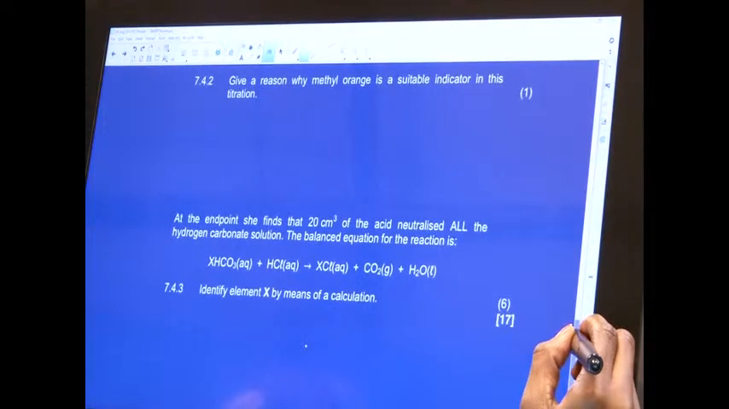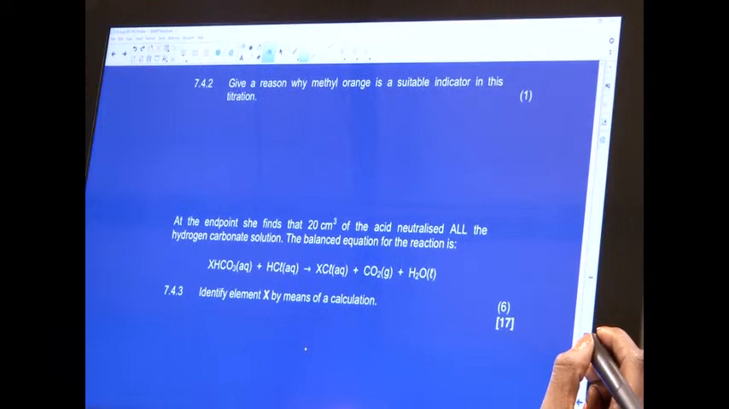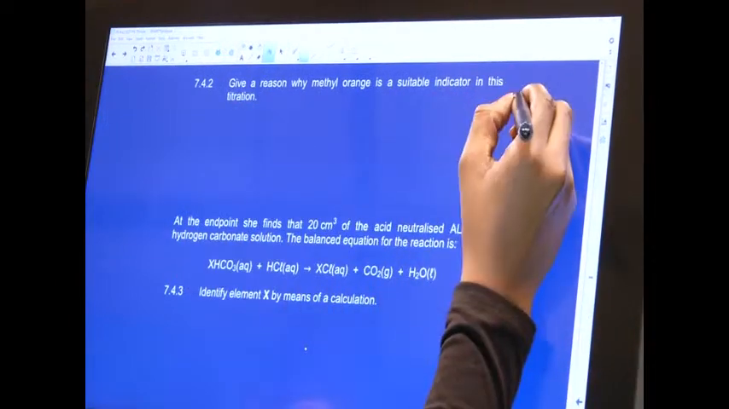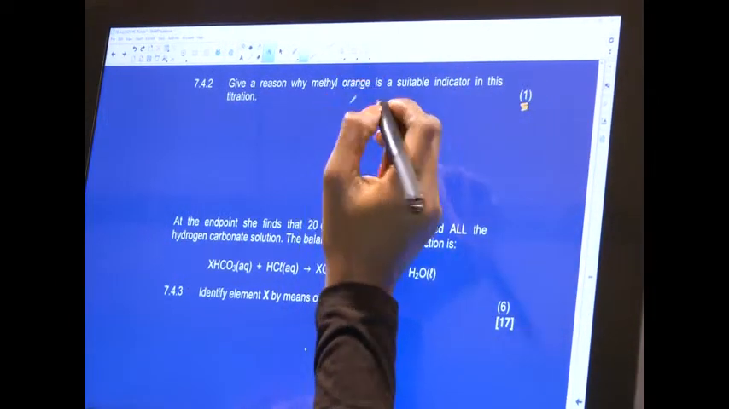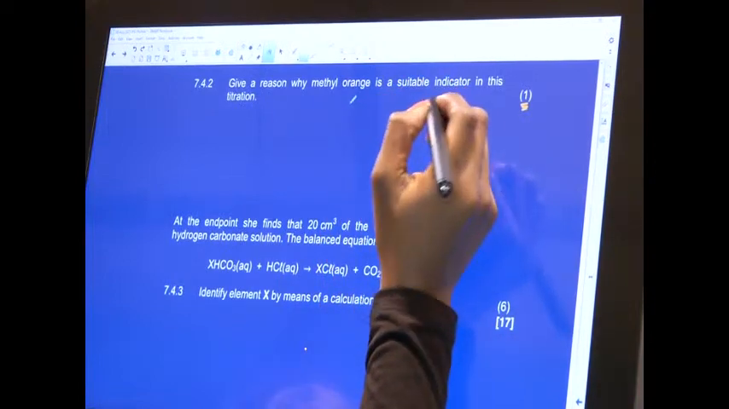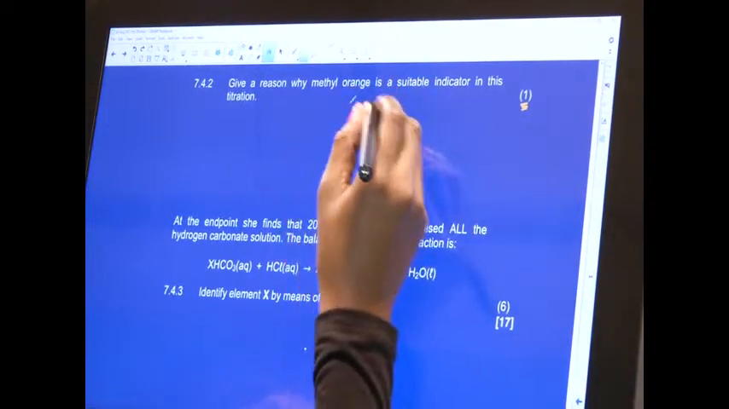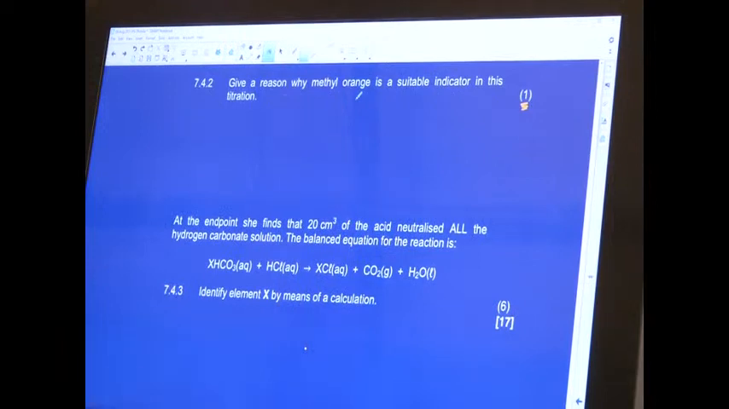Okay, let's look at another one. So now I've got 7.4.2. It says I must give a reason. This is only for 1 mark. Give a reason why methyl orange is a suitable indicator for this titration. Now remember, guys, when they ask you about the type of indicator that we are using, certain indicators you are allowed to use when you know what the pH is going to be. For example, if the pH is going to be less than 7, we have certain indicators that we need to use. If the pH is going to be more basic, then there are certain indicators that we're going to use.